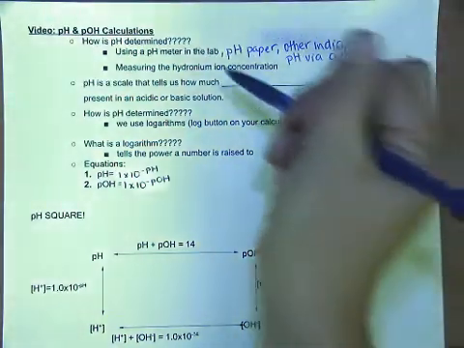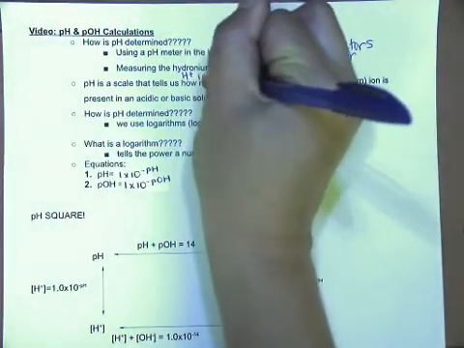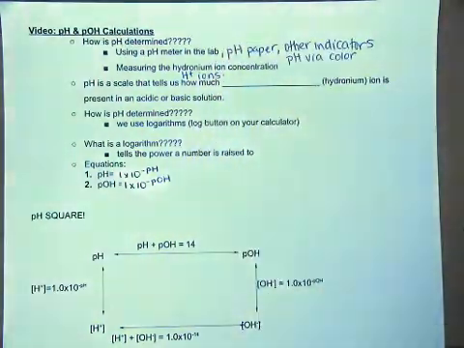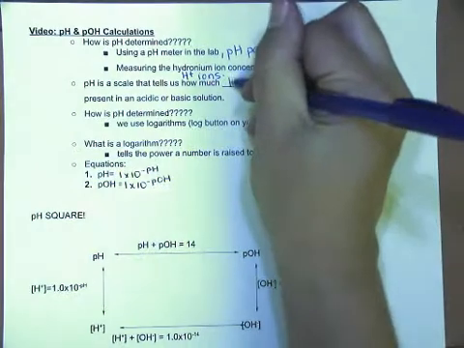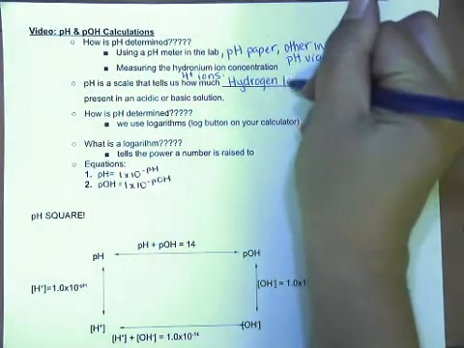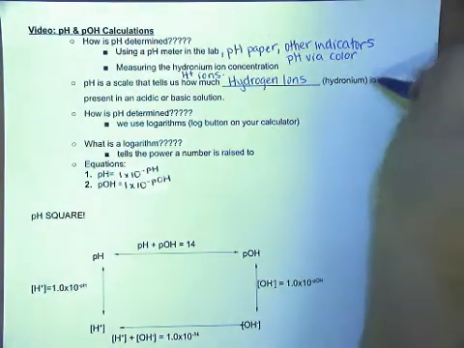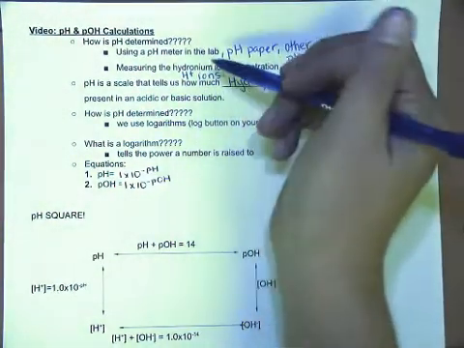For all of these, they're measuring the hydronium ion concentration, also known as the hydrogen ion concentration. The pH scale is a scale that tells us how much hydrogen ions or hydronium ions are present in an acidic or basic solution.